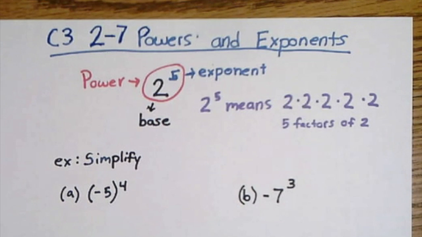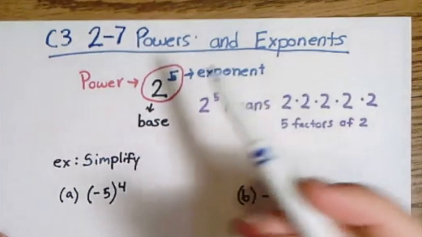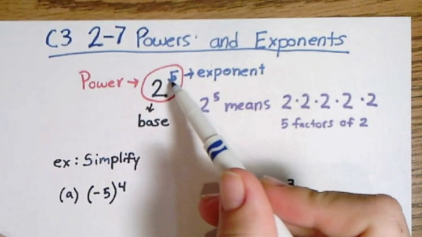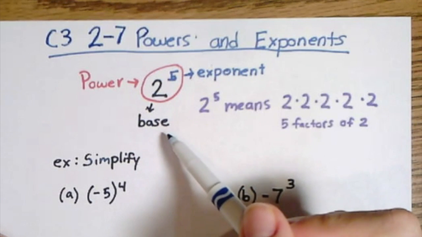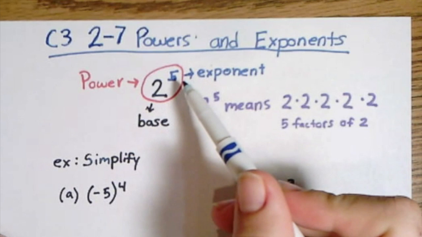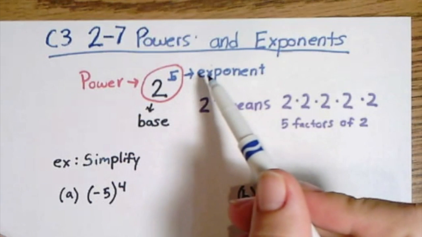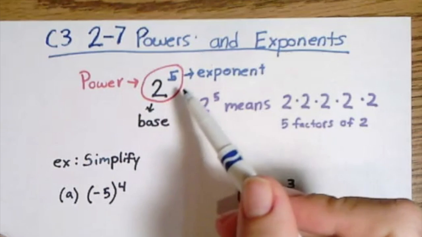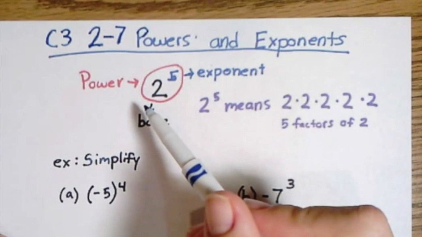Talk about lesson 2.7, which is on powers and exponents. First we need some vocab words. In here we have 2 raised to the 5th. The 2 is called the base. What it's being raised to is called the exponent, and these can be positive or negative. And what the whole thing is called is the power.